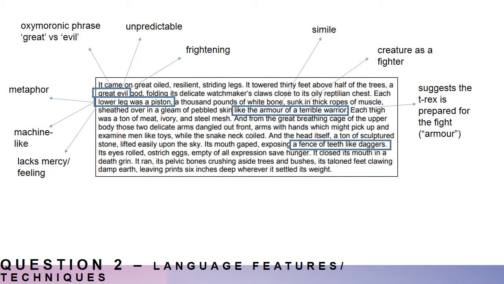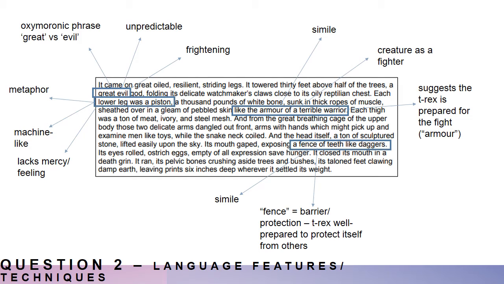Another phrase that I might pick out is a fence of teeth like daggers, another simile that has been used within this extract. Fence, of course, suggests some sort of barrier. It could be some sort of protection, like you put a barrier or a protective force around a house or a property. So here we've got this sense that the T-Rex is well prepared to protect itself from others. So again, similar to that sense of the armour in the previous simile, there's this sense of the dinosaur being ready for a fight.